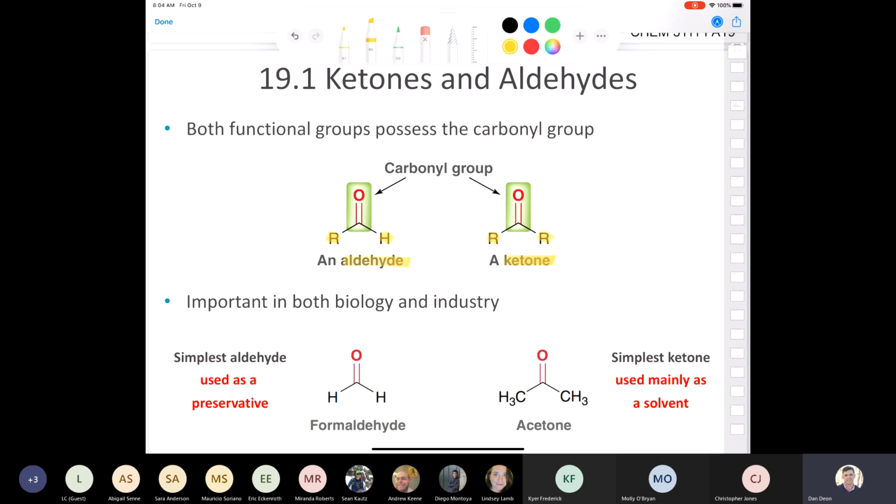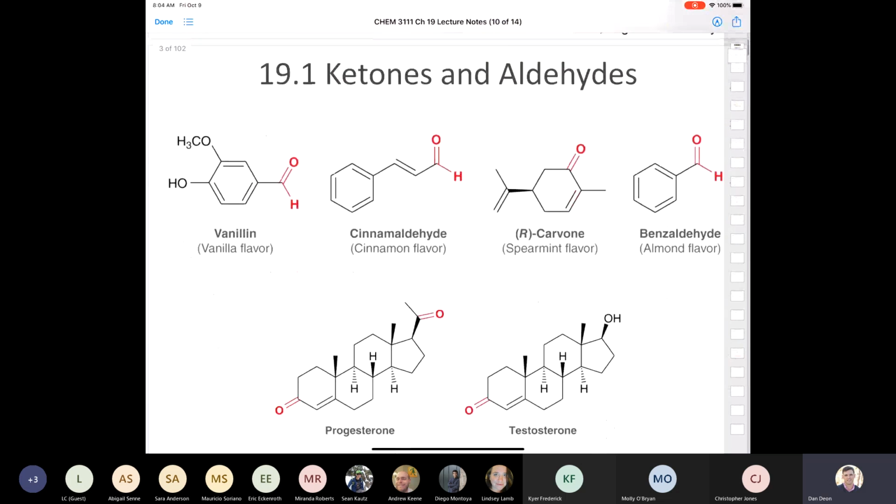You can also purchase it at Home Depot or Lowe's or something in containers in the paint section, and you can use it as maybe a paint remover. Anyhow, so aldehydes and ketones.